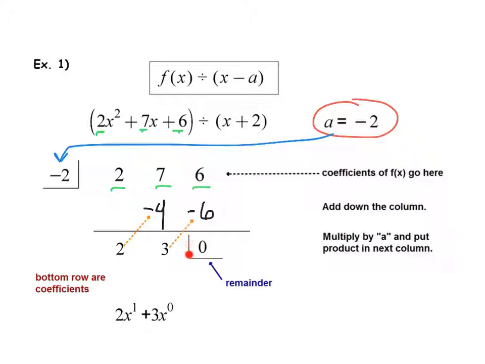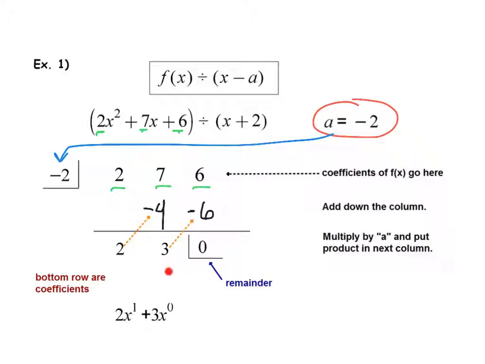And again, we kind of put this half box around it. That gives us our remainder. In this case, our remainder is 0. It's a good habit to get into is putting this box around it. That way you know that that number is the remainder and not part of your quotient here. So these numbers in the bottom row are the coefficients for your quotient.